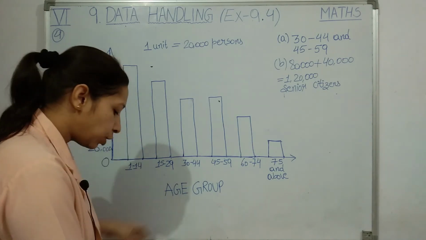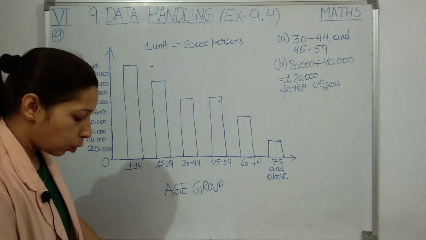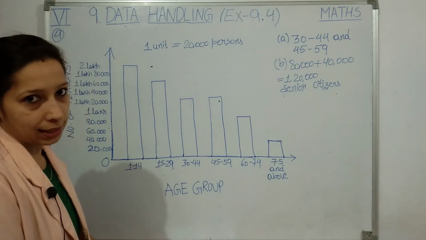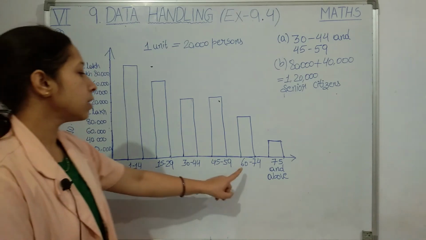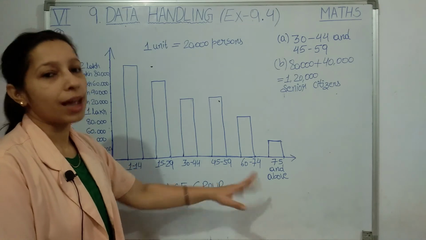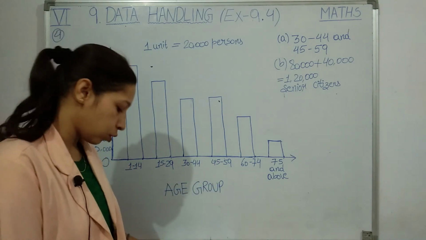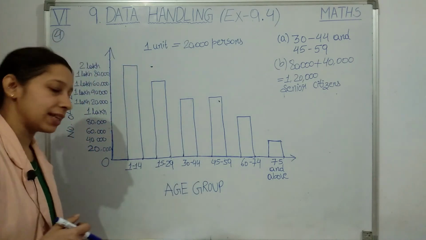Then, which two age groups have the same population? And all persons in the age group of 60 and above are called senior citizens. How many senior citizens are there in the town? So students, above 60, the citizens are known as senior citizens, so we have to give the number of senior citizens also. But let us first make the bar graph and then we can easily answer the questions.